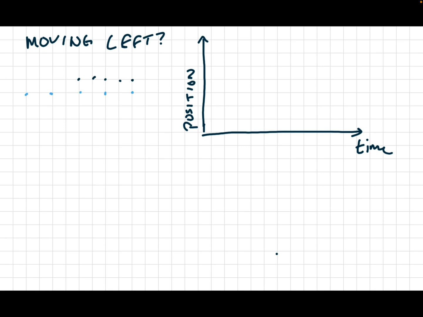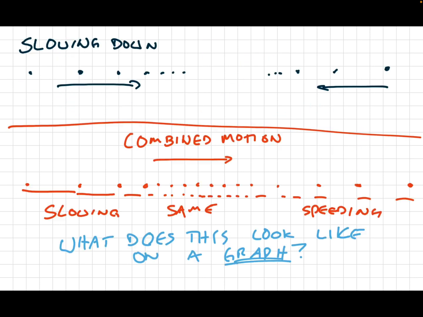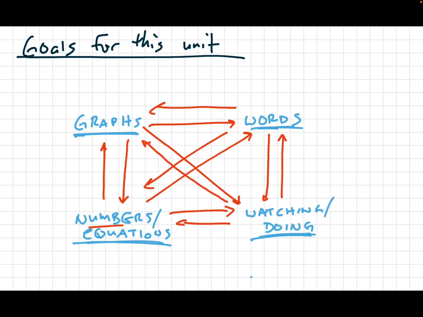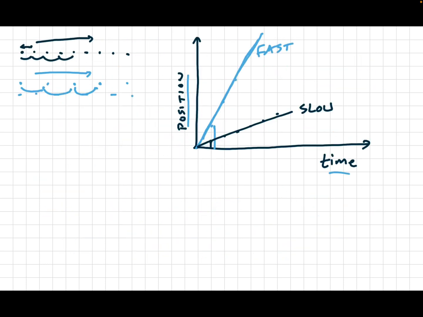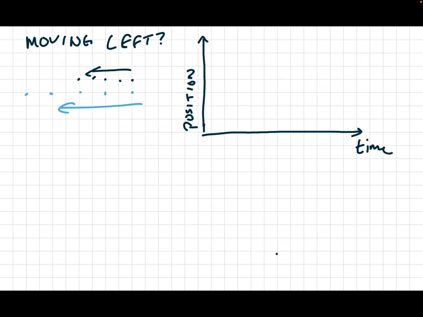But the difference here is that these guys aren't moving positive. They're not gaining position. They're not getting bigger and bigger. They're getting smaller and smaller. And so a leftward motion or a negative speed is not an increase. It's going to be a decrease.